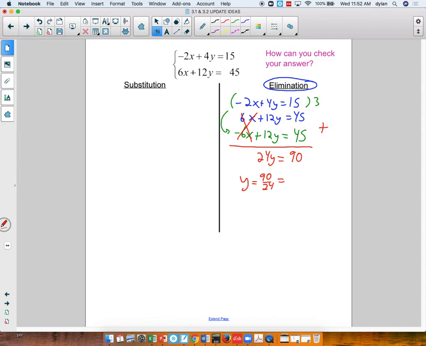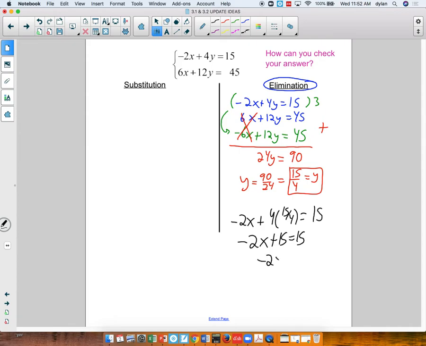And you can pretty easily simplify that by dividing everything through by 6. And you'll end up with y equals 15 fourths. So that's one variable. And then remember, we need to find both variables. So we're going to plug 15 fourths back into either equation for y. I'm going to choose to use the top one. So I've got negative 2x plus 4 times 15 fourths equals 15. And the nice thing here is 4 times 15 fourths is just 15. So I've got negative 2x plus 15 equals 15.